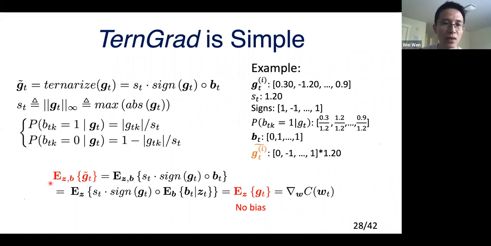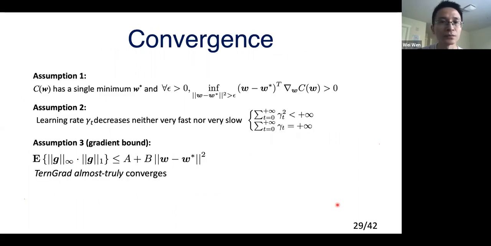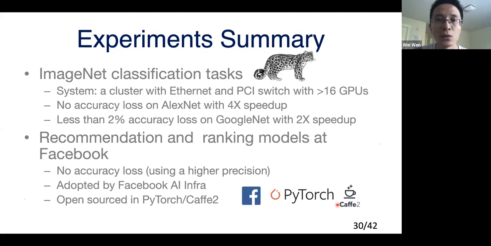If we do some math, the expectation of the quantized gradients is still unbiased, so it's the original gradient. And that's why it works pretty well. And we prove the convergence under some assumptions. We did a lot of experiments in the paper, but I'll do a quick summary here.